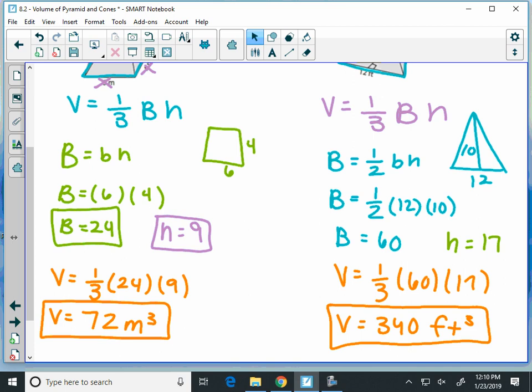Questions over that? Then you have to be able to identify the type of figure you have, write down the formula, and then use that formula to find what you need to find the volume. Question?